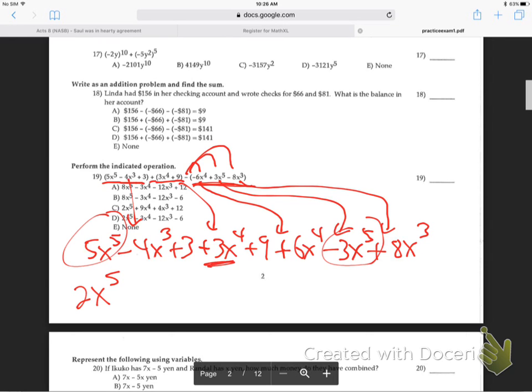So, what's that, 3x to the fourth and 6x to the fourth? I'll do the fourth power, guys. That'd be plus 9x to the fourth. That good there?